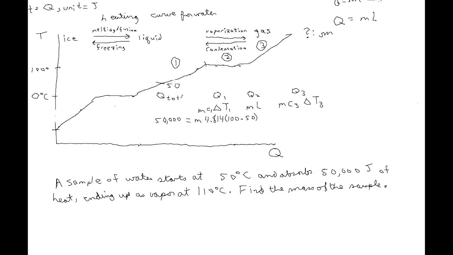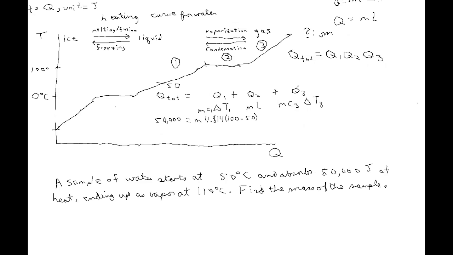Now, just to be systematic, what's the equation that relates these 4 variables? Q total, Q1, Q2, and Q3. If I was going to write down an equation with those 4 variables, what would I write down? Q total equals Q1 plus Q2 plus Q3. Okay, that's right.